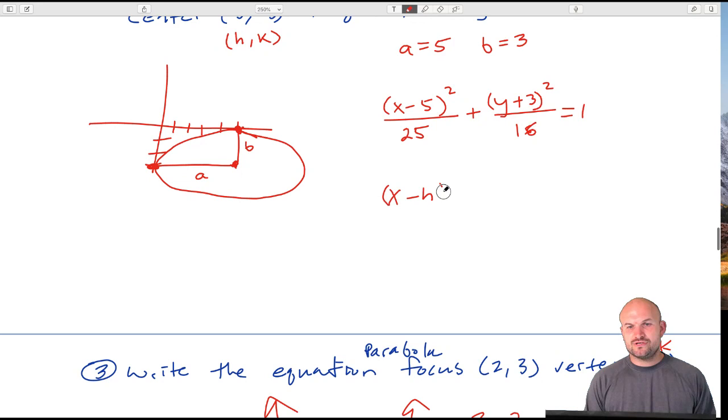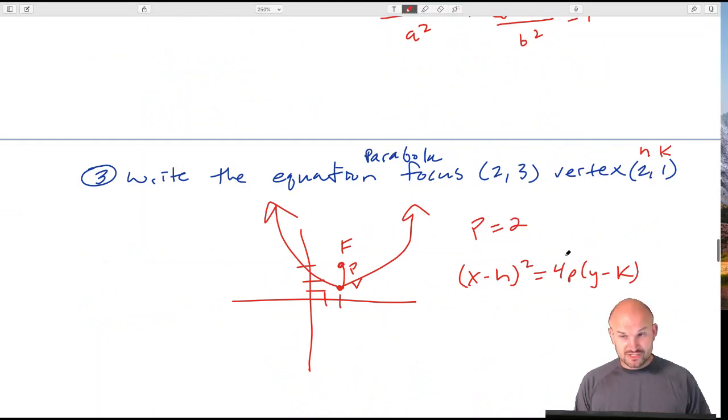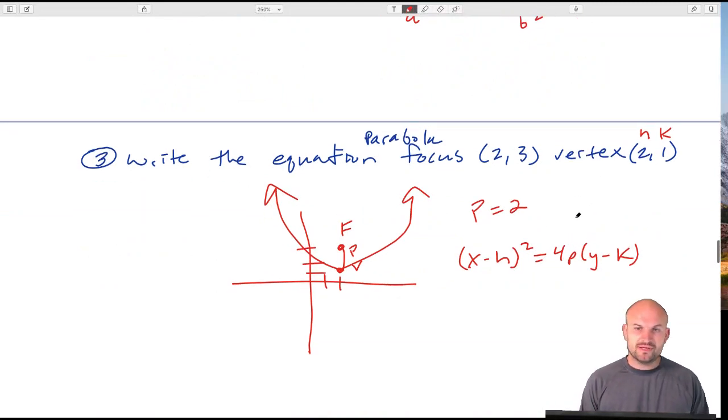(x − h)² / a² + (y − k)² / b² = 1. So you're going to want to know that for your conic sections. You're going to want to know this one for conic sections as well in terms of the parabola. And then I already have my h and k. And I already have my p.